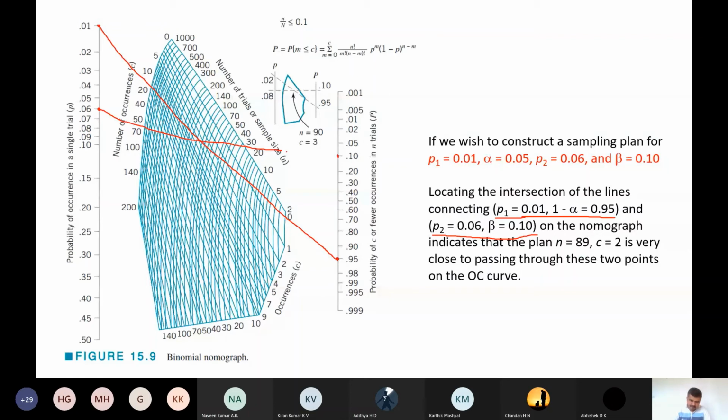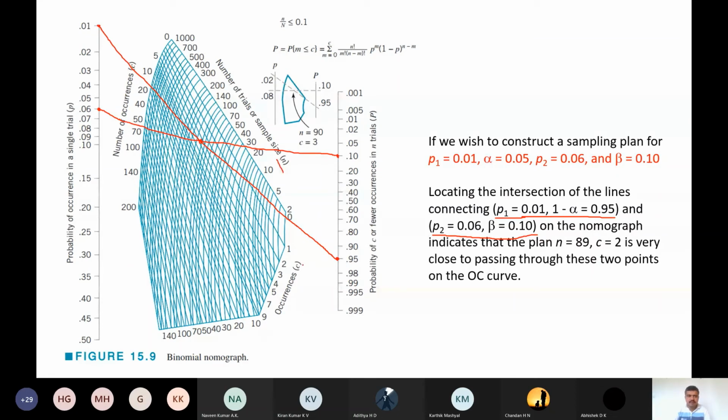Here you can see the number of trials, our sample size, that is n. Here you will get occurrences c. The n and c values you will get based on this location. So you should draw exact straight lines. In the next slide you can see, I have drawn exact straight lines.